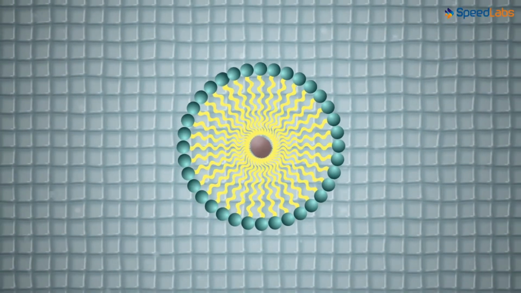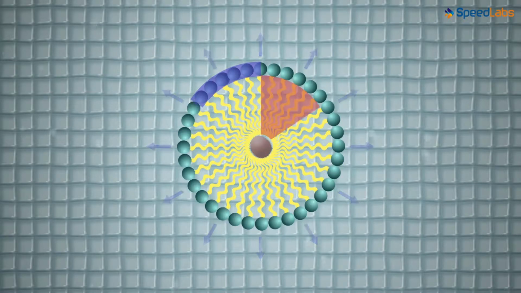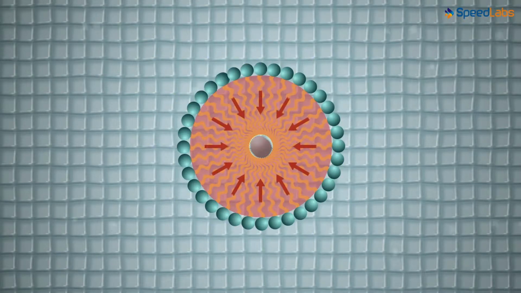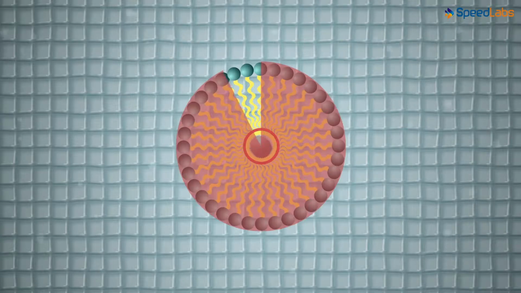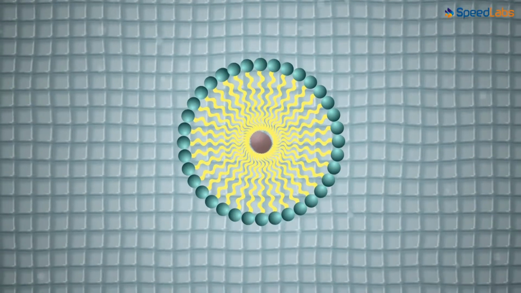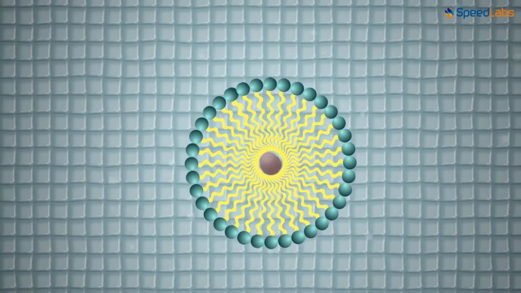This is how it would look. The polar head will point towards the water and the non-polar tail will point towards the oily dirt. Due to this, the dirt will completely be surrounded by the micelle. The agitation activity of washing helps in these micelles leaving the surface of our cloth.